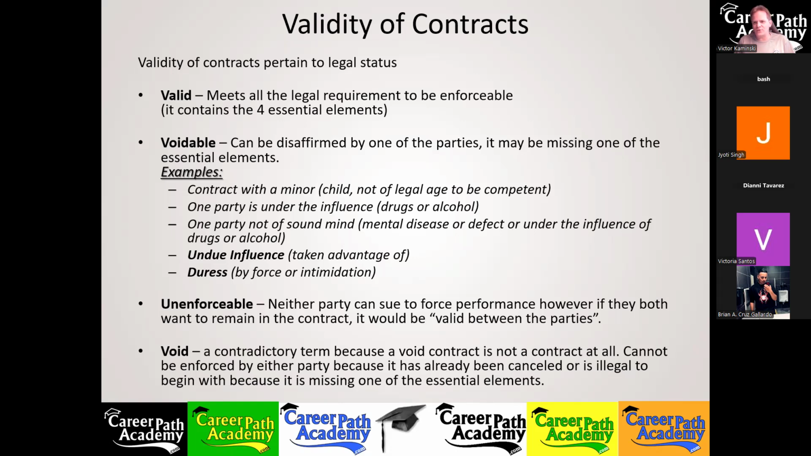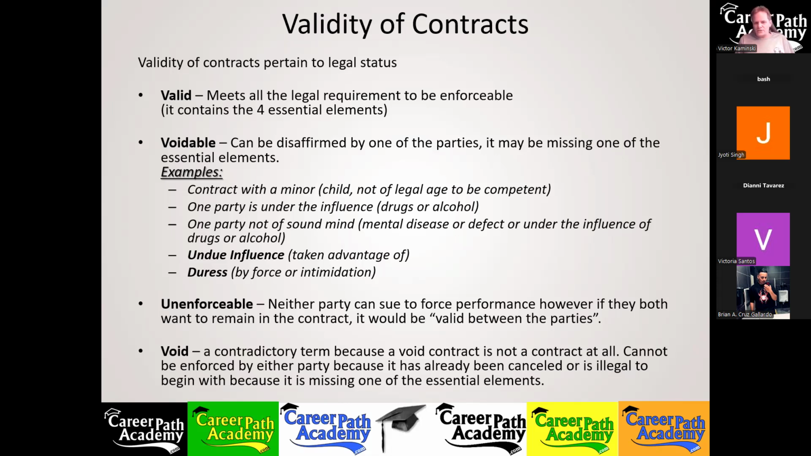You cannot enforce that in a court of law because we were both smashed at the time. We're not competent parties. However, if when we're both sober you still want to sell and I still want to buy, we can still carry out the terms of the contract. This is known as valid between the parties. However, if one of us violates the terms, neither party can sue each other to force them to carry out the terms or for breaching the contract, because it wasn't a valid contract to begin with. It's unenforceable.